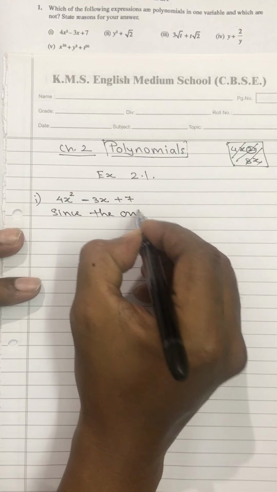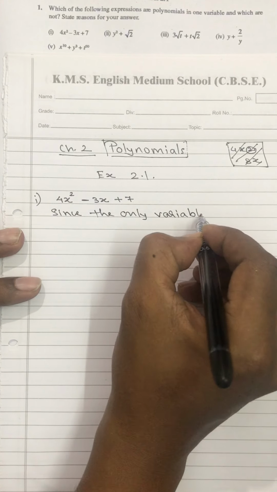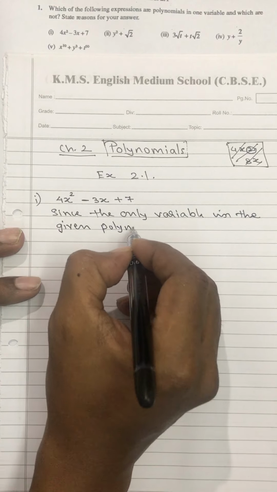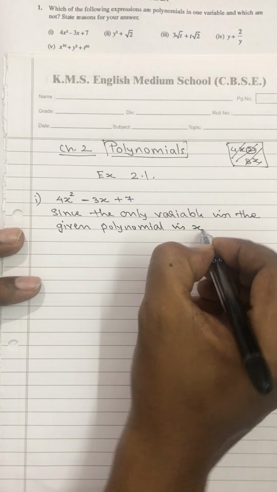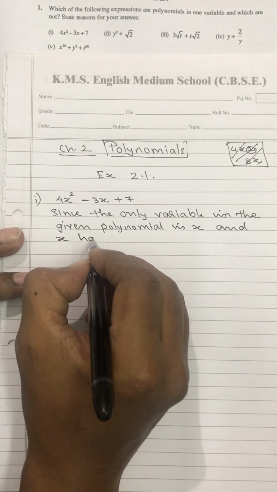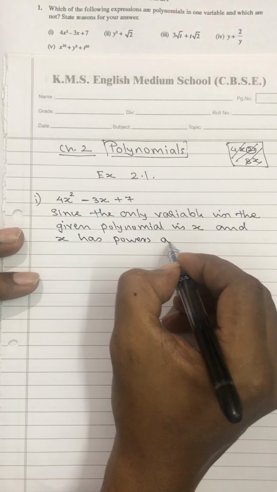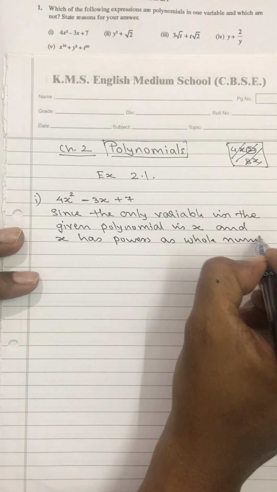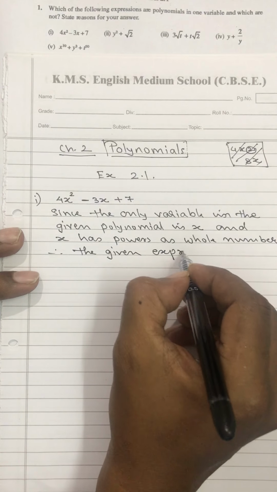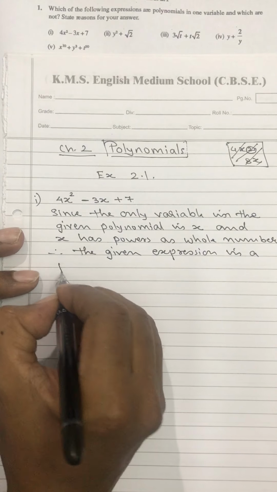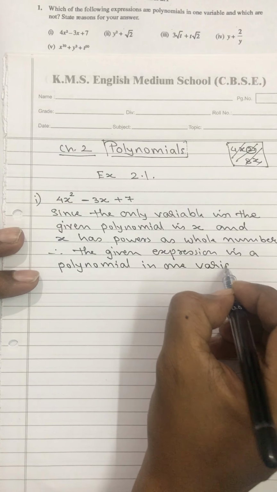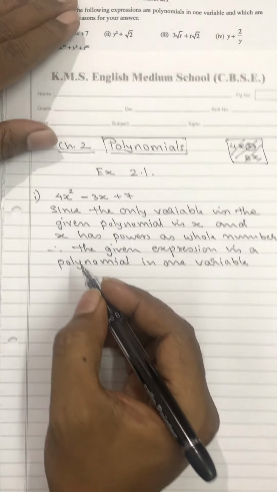Okay, so here I will tell, since the only variable in the given polynomial is x, and x has powers as whole number, therefore the given expression is a polynomial in one variable. Okay, now let us go to the second question.